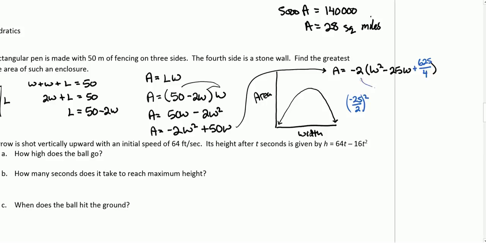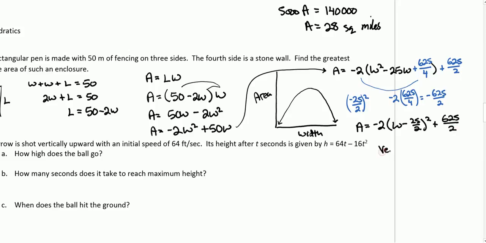This really has a value of negative 2 times this value. So negative 2 times 625 over 4 is going to be negative 625 over 2. So that's what I'm going to add: 625 over 2. And then we can factor this, and we get the area is equal to negative 2 times W minus 25 over 2 squared plus 625 over 2.